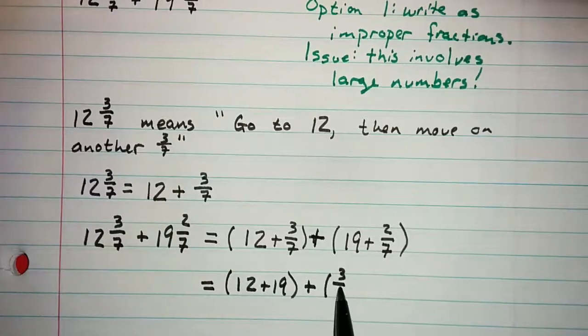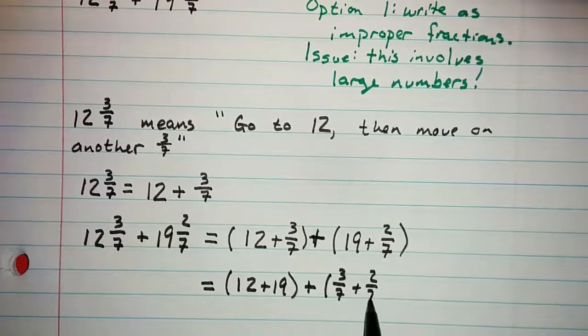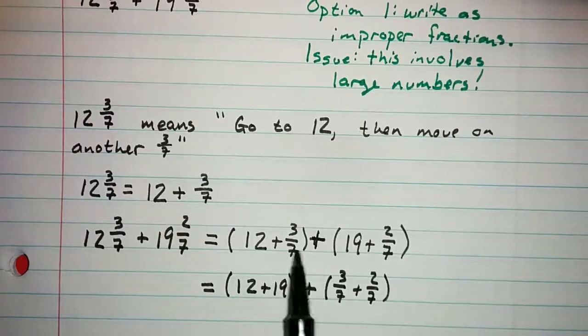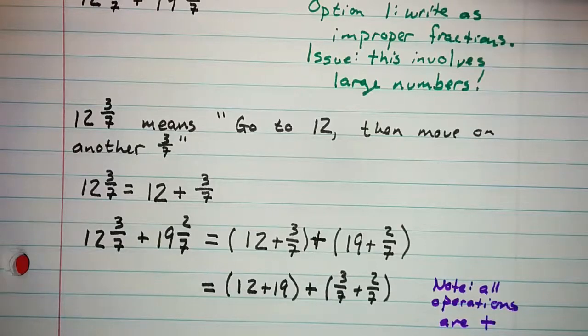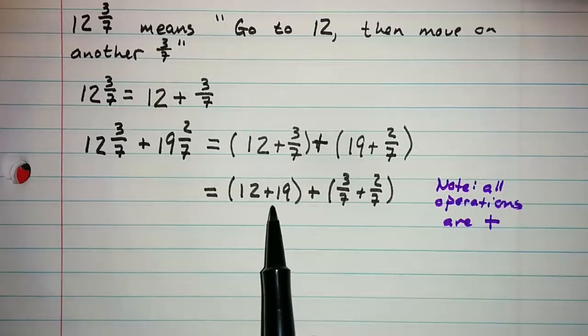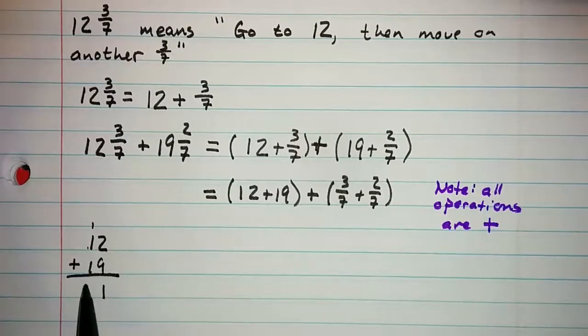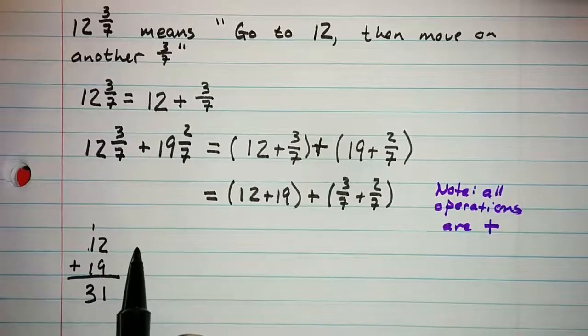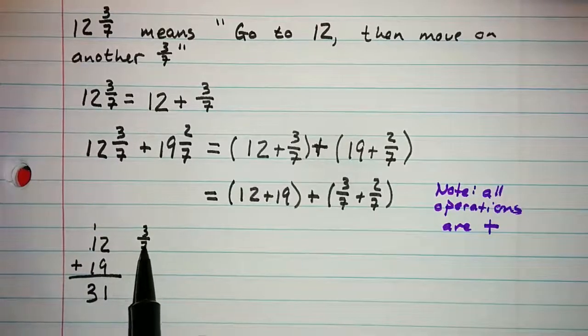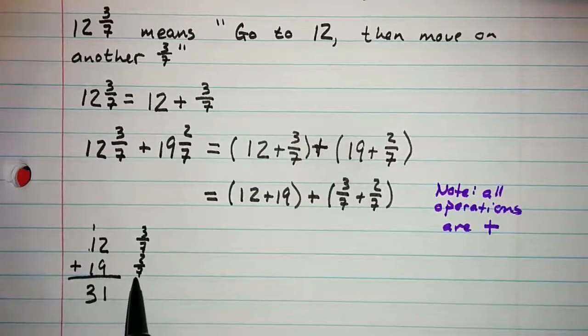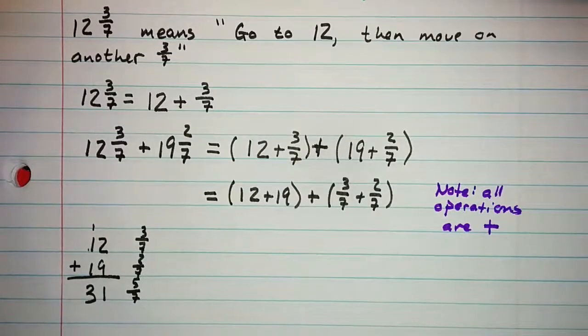plus 3/7 plus 2/7. Notice this only works because all of the operations are addition, which is commutative and associative. If we had other operations around, this move wouldn't work out the same way. So what this really means is we'll add the whole number part. 2 and 9 is 11. 1 and 1 and 1 is 3. Add the fraction part. 3/7 plus 2/7 is 5/7. And that will give us our sum.